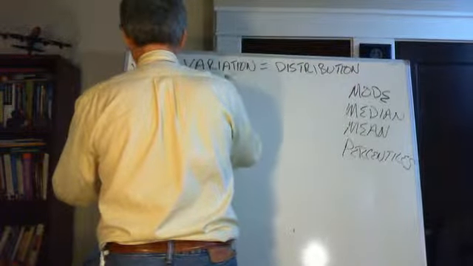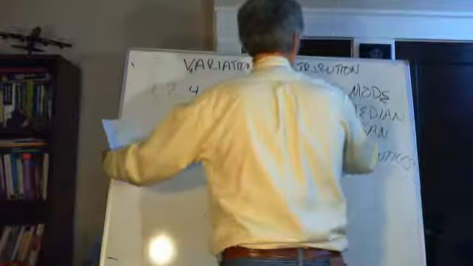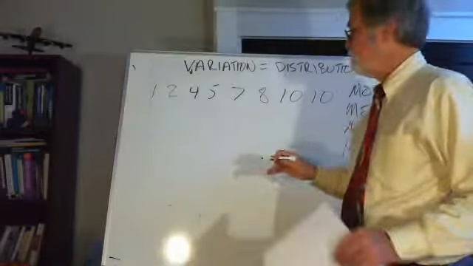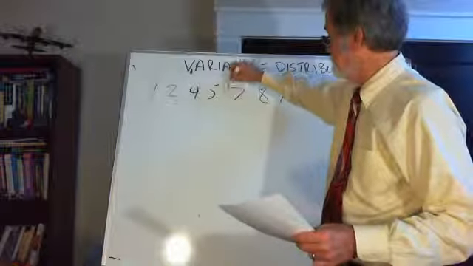4, 5, 7, 8, 10, and 10. We're still with this distribution. Now we want to find the mean. We found the median in this distribution, as I recall, was about right here, 6.